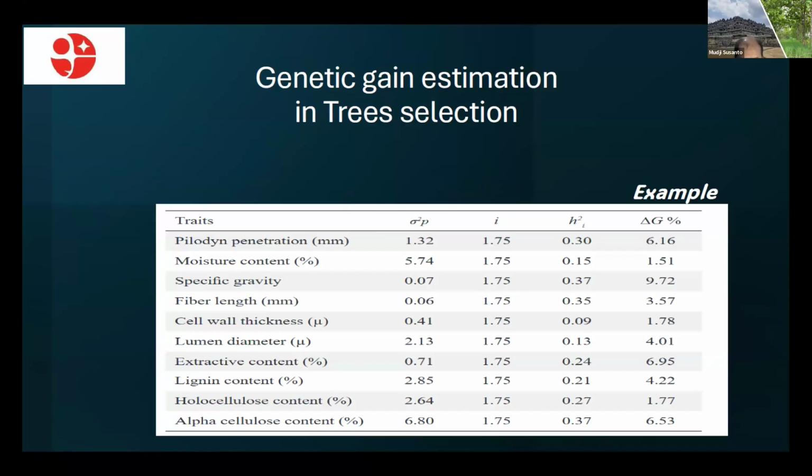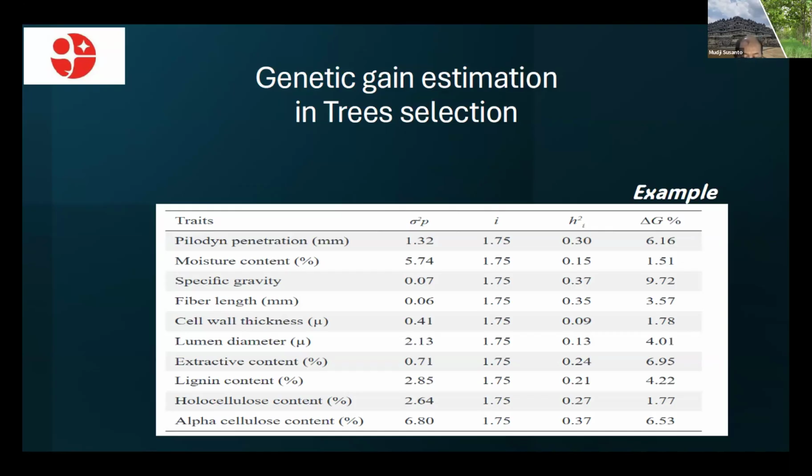Maximizing improvement. By accurately estimating genetic gain, breeders can identify the individuals or families that are most likely to pass desirable traits to their offspring, leading to a faster rate of genetic improvement. And optimizing breeding strategies. Understanding the potential genetic gain for different traits allows breeders to prioritize which traits to focus on in selecting and breeding, ensuring that resources are allocated effectively.